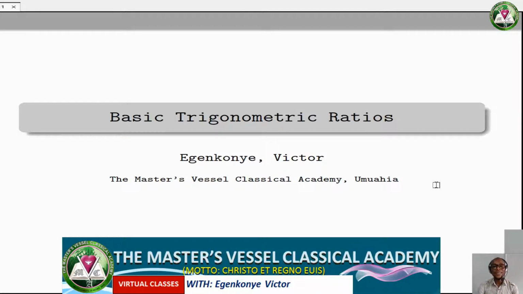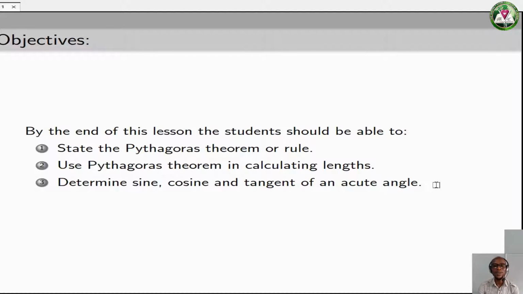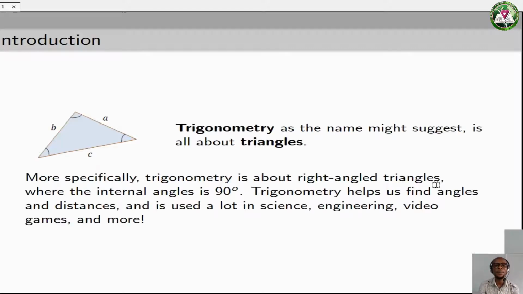Today we'll be looking at basic trigonometric ratios, which is our next topic in our scheme of work. So under this topic, by the end of this lesson, you should be able to, that'll be our objectives, state the Pythagoras Theorem, which I know you're hearing for the first time. Use the Pythagoras Theorem in calculating lengths, and also determine sine, cosine, and tangent of an acute angle. These will be our objectives for this lesson.